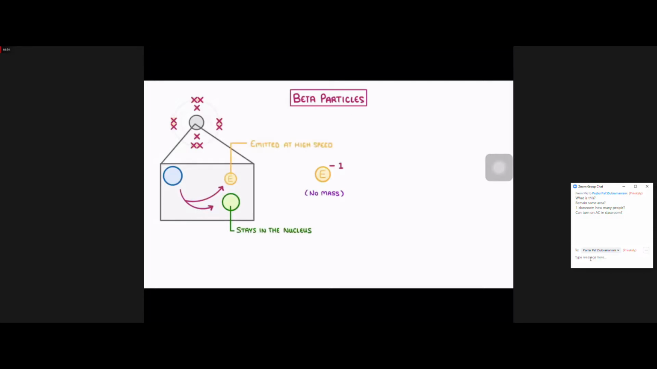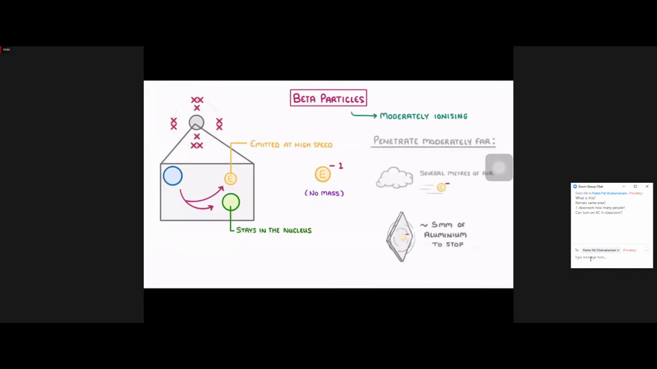Because beta particles are pretty tiny, they are moderately ionizing, and they penetrate moderately far into materials. For example, it would take several meters of air, or about 5 millimeters of aluminium to stop them.